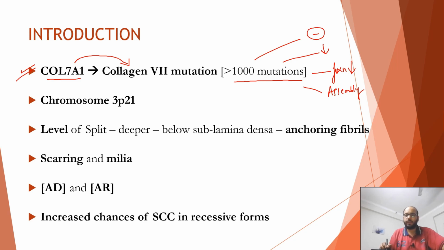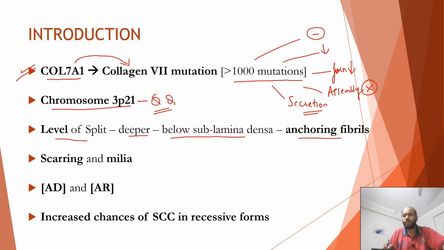So assembly could be wrong, or secretion of the collagen could be wrong. All of these different kinds of mutations have been found in COL7A1, and all of them lead to dystrophic EB. This gene is found on chromosome 3p21, which could be a good quiz question. So, chromosome 3. The level of split in the case of dystrophic EB is deeper. It's below the sublamina densa at the level of anchoring fibrils.